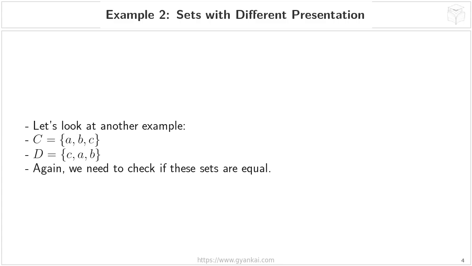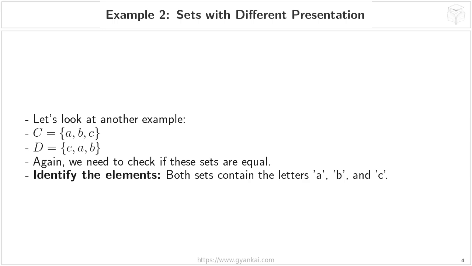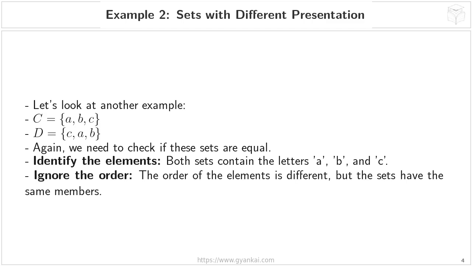Now, just like we did with the previous example, we need to determine if these two sets, C and D, are equal. Remember, the key is to focus on what elements are in each set and not how they are arranged. Let's identify the elements. If we carefully look at both sets, we can see that both set C and set D contain the letters A, B, and C. And this is crucial.